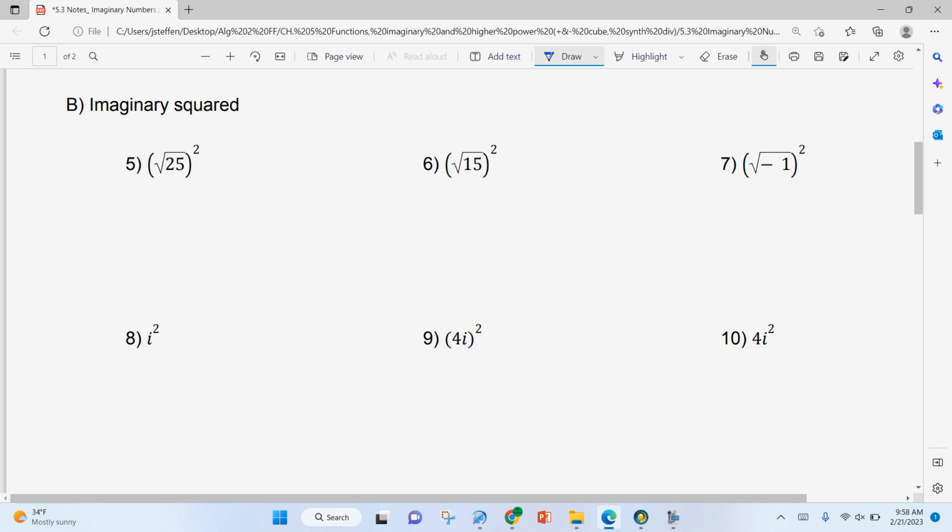Next thing we're going to look at is the imaginary. I don't know if we'll see questions exactly like this on the test, but if you grasp this, this is the whole key of what we're doing today. You have, and I'll take a volunteer for this one, the square root of 25 squared, what do you get for that?